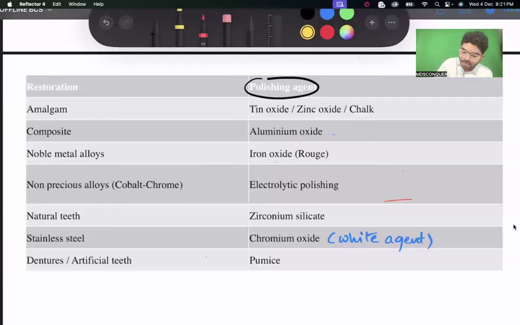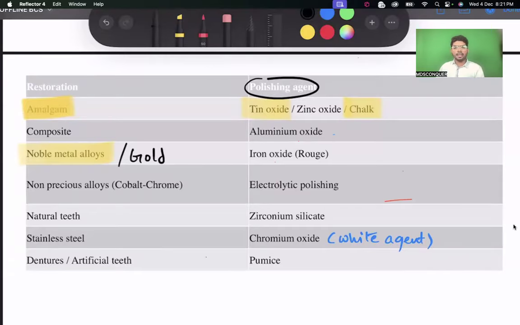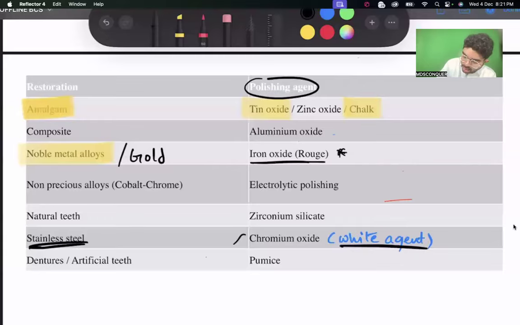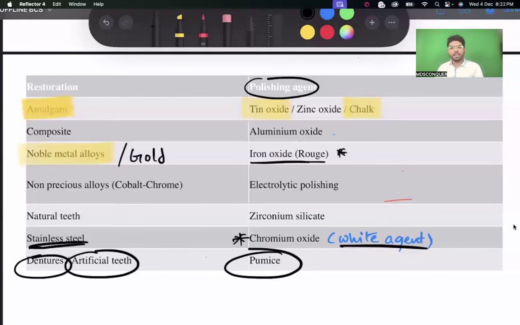One is chalk for amalgam. Tin oxide for amalgam was given previously. Second one, noble metals, particularly they have given gold. Noble metals use rouge, that is iron oxide. This question was given. Stainless steel was given, and the whitening agent for it is chromium oxide. And of course, you know that artificial teeth or dentures are cleaned by pumice. Most of you are familiar.